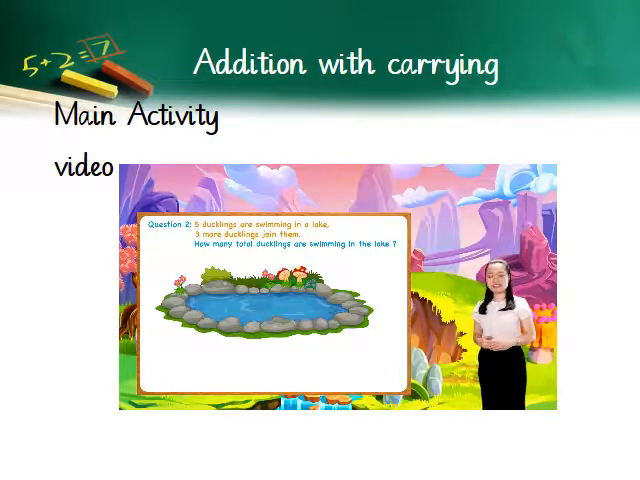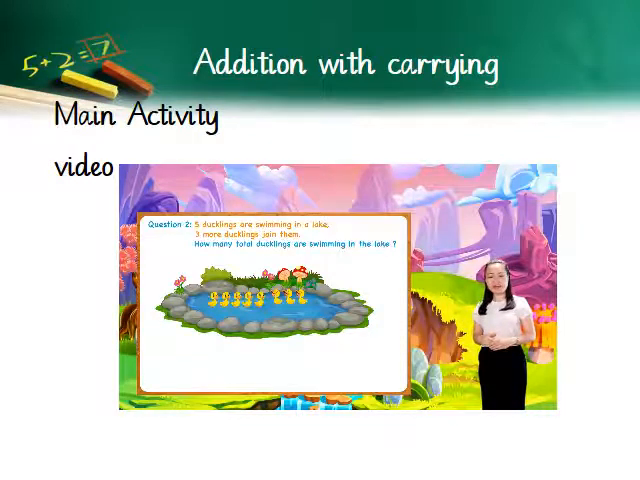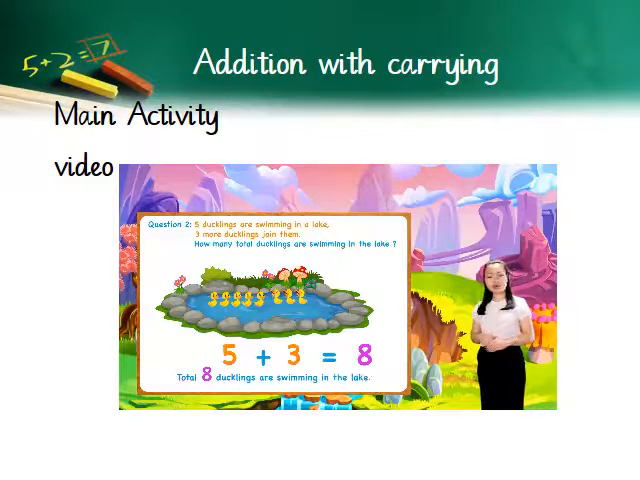Let's find the answer together. 5 ducklings are swimming in the lake. 3 more ducklings join them. We add 5 and 3 to find the total number of ducklings swimming in the lake. So 5 plus 3 equals 8. We conclude a total of 8 ducklings are swimming in the lake.